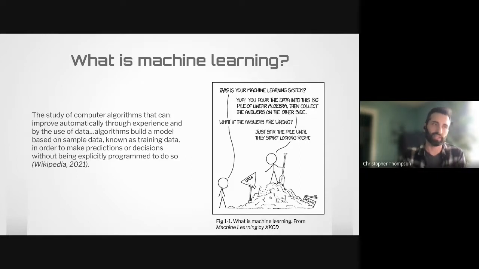Okay, and there's this really funny XKCD comic, I love this. If you don't know XKCD, you should definitely look it up. It's super funny, but this is a classic one. So this is your machine learning system. And he's like, yeah, I just pour data into this big pile of linear algebra, and you just get the answers on the other side. What if the answers are wrong? Just stir the pot until you get stuff looking right. And that's what it feels like sometimes when you're building machine learning algorithms. That's all it is on the back end. And if you don't know linear algebra, no big deal.